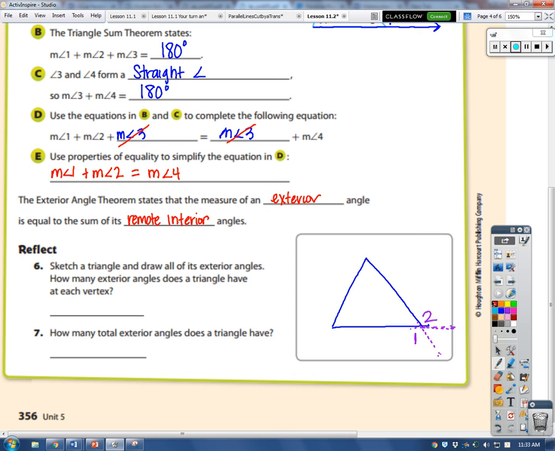I'm going to do the same thing over here. I'm going to extend this. So I've got one side and an extension, that would be 3. I've got one side of the triangle and an extension, that would be 4.